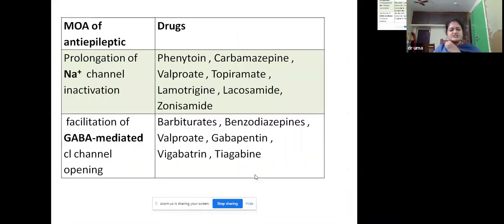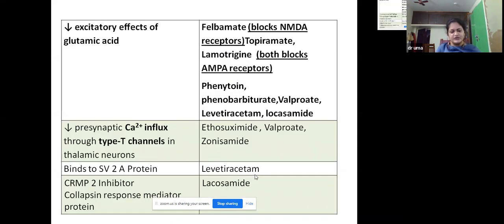Valproate being a broad spectrum anti-epileptic, it will come for all the mechanisms. Valproate will be there in everything: sodium channel, GABA-mediated, glutamate inhibition, calcium influx decrease. Valproate will be seen in everything because it is a broad spectrum anti-epileptic.